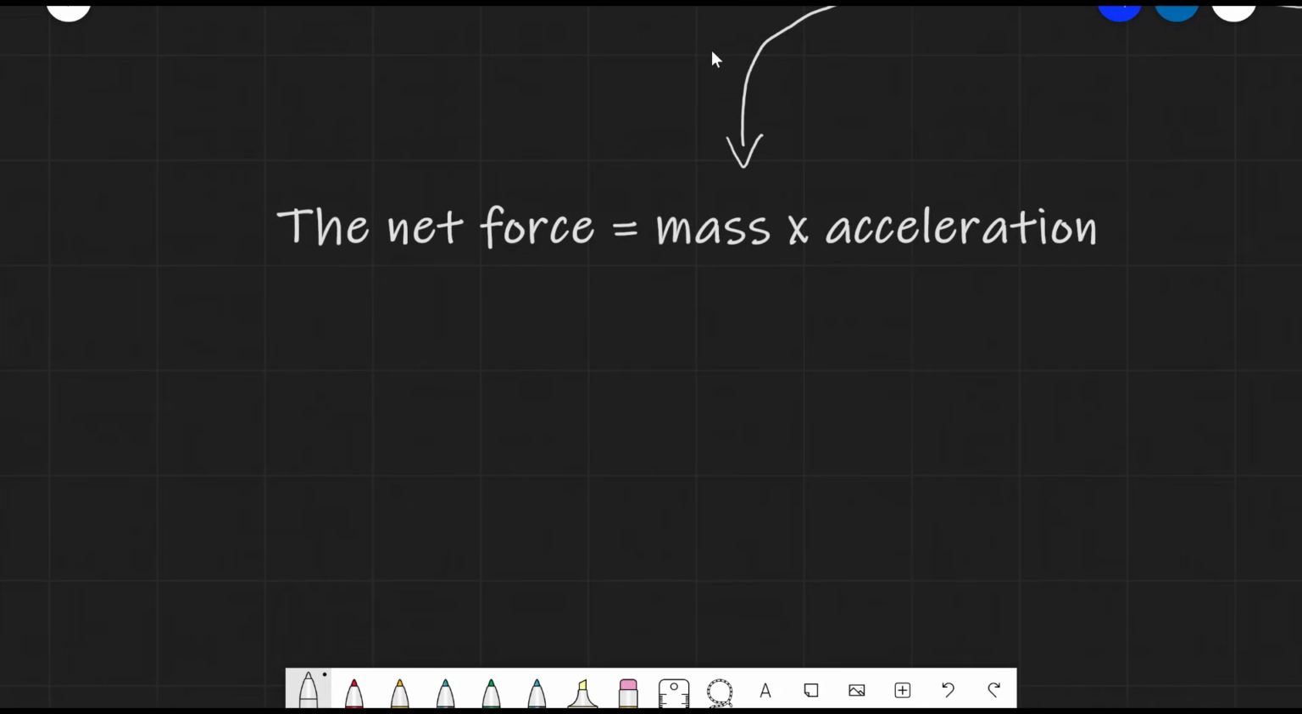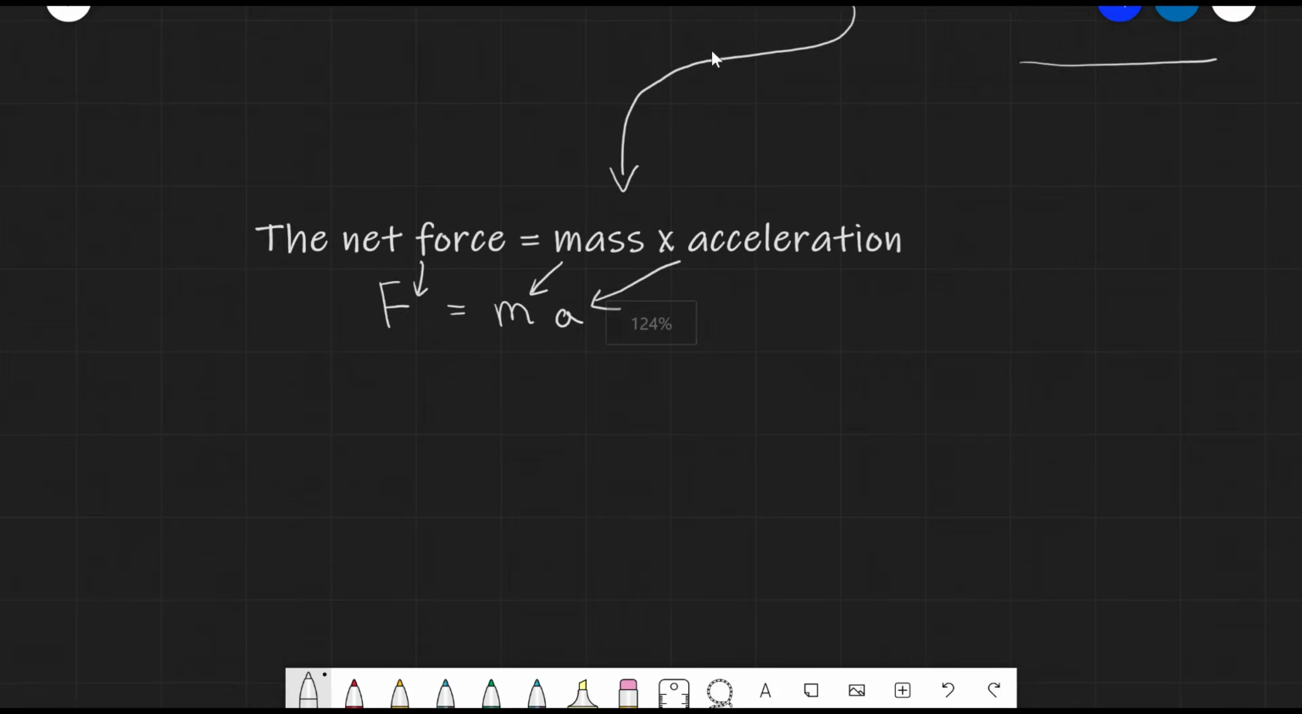Now, this is actually the defining equation of what a force is. Newton's second law says that the net force is equal to the mass times the acceleration for a constant mass. So we can say that the net force F is equal to ma, where once again F is the net force, the mass is given the letter m, and the acceleration is a.